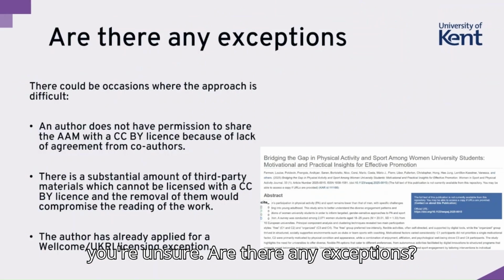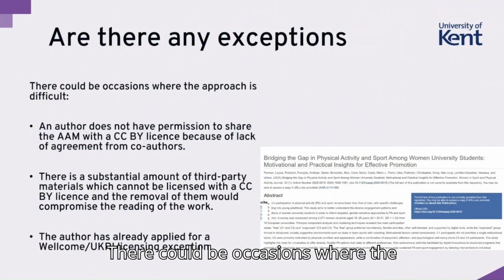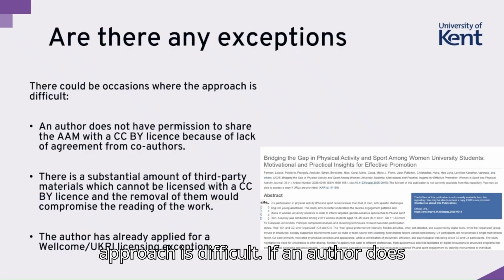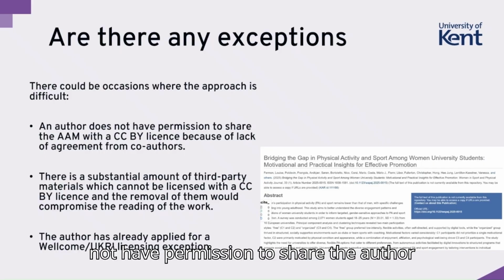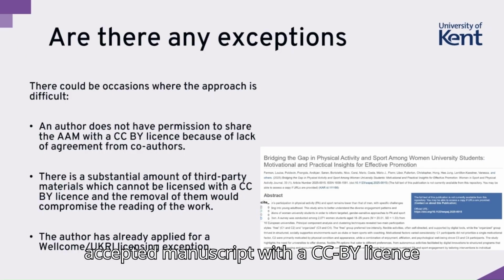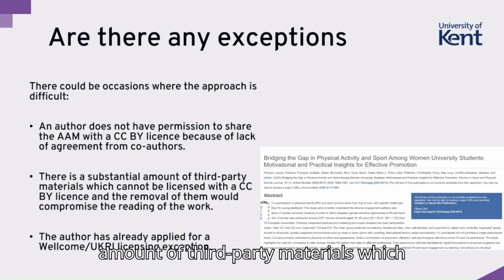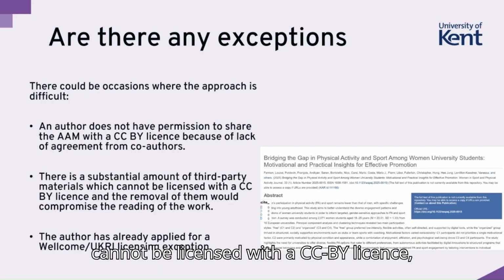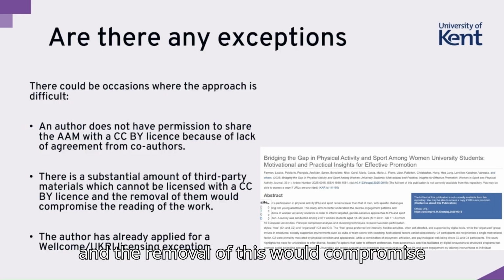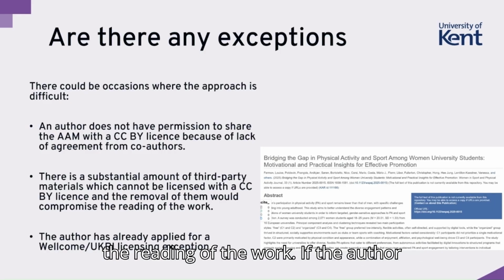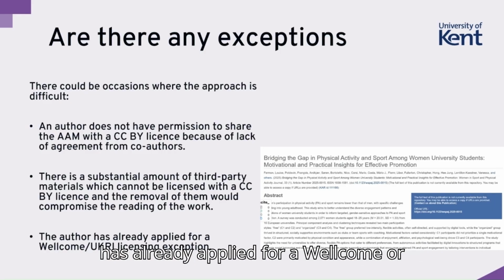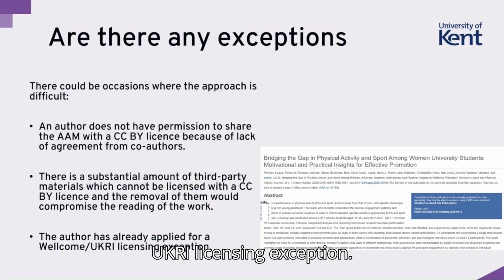Are there any exceptions? There could be occasions where the approach is difficult. If an author does not have permission to share the author accepted manuscript with a CC BY license because of lack of agreement from co-authors, if there is a substantial amount of third-party materials which cannot be licensed with a CC BY license, and the removal of them would compromise the reading of the work, or if the author has already applied for a Wellcome or UKRI licensing exception.